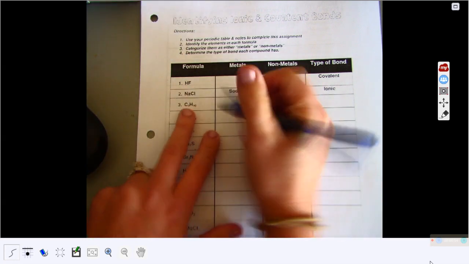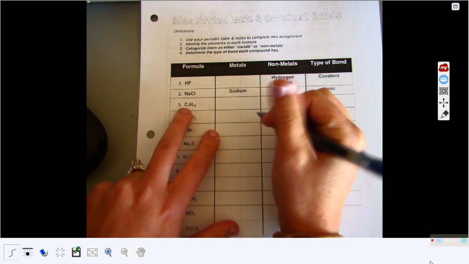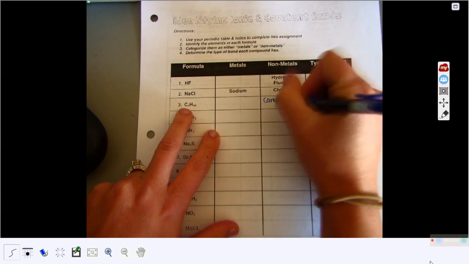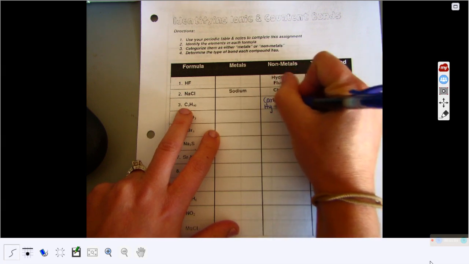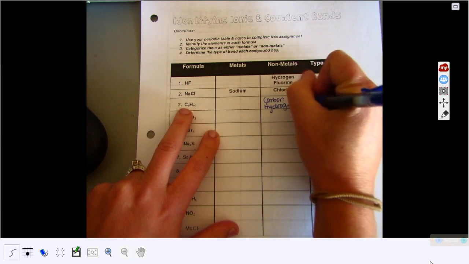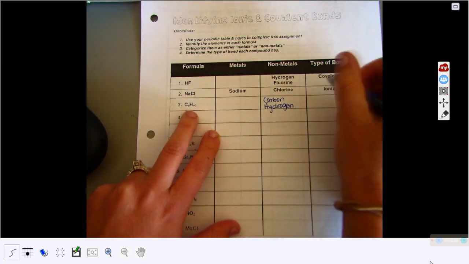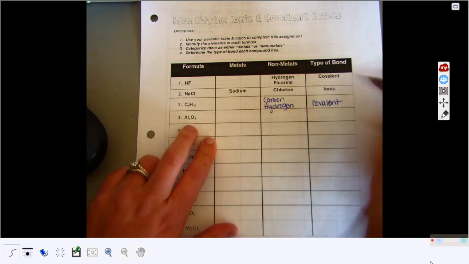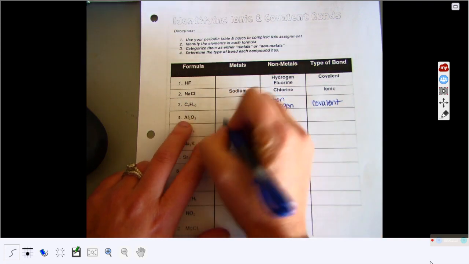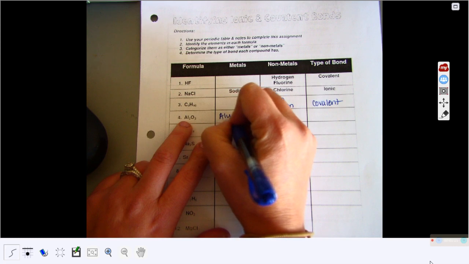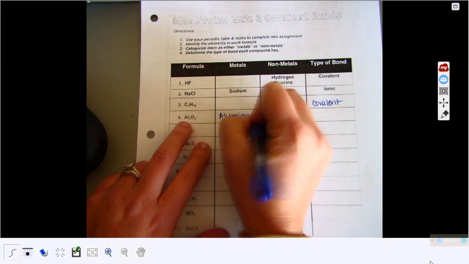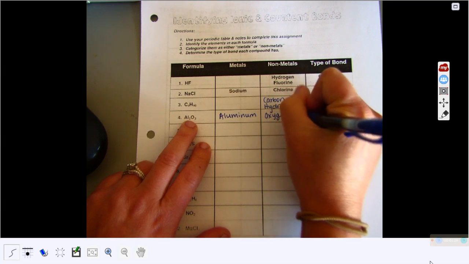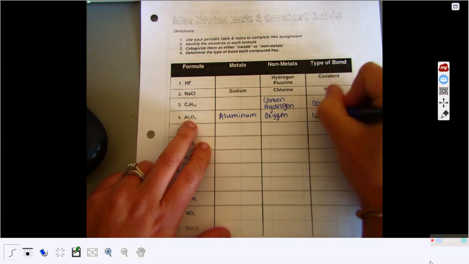Here, I have carbon as my first element. That is a nonmetal. That means that both of my elements will be nonmetals. So I have carbon and hydrogen, and I do want you to write each element name out. That is covalent because I have two nonmetals. Aluminum is my first element. That is a metal. Oxygen is my next element. That is a nonmetal. Since I have aluminum and oxygen, that is ionic.